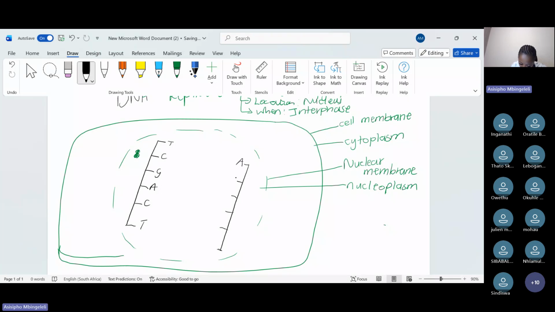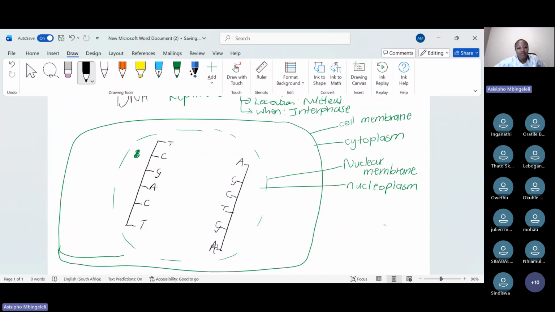Then the second base will be Guanine, G. The third one, C, Cytosine. Fourth one, Thymine, T. Then Guanine, G. Then the next one, Adenine. Perfect. Thank you, guys.